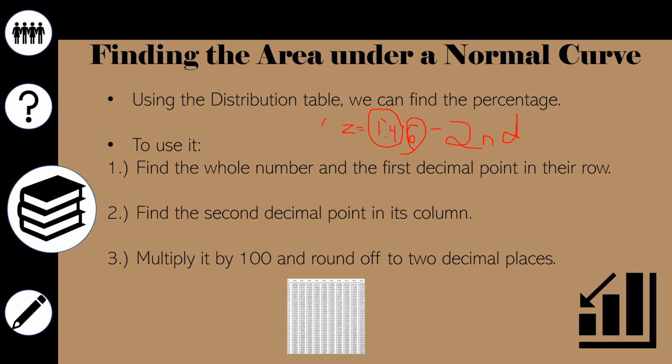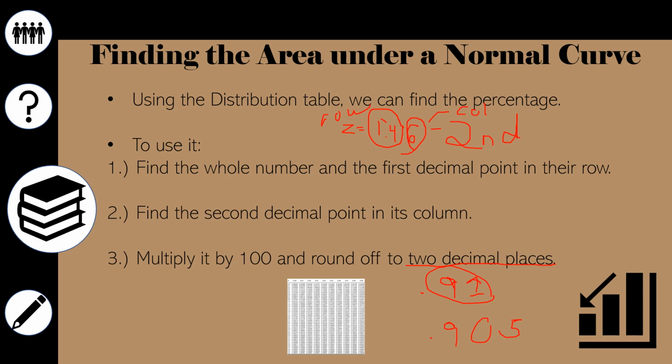The first two, row. The second, column. And in order to find that percentage, we must multiply it by 100 and round off to 2 decimal places. Always 2, meaning like this. Not like this, but like this.